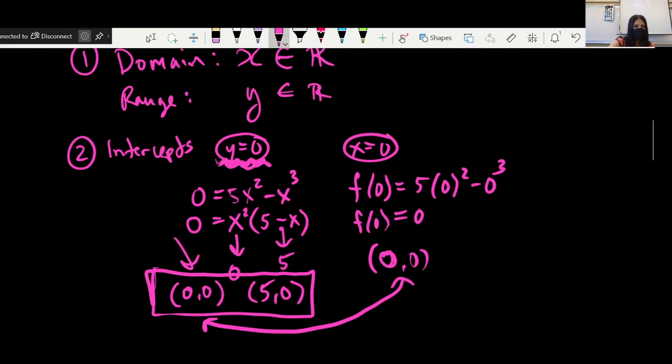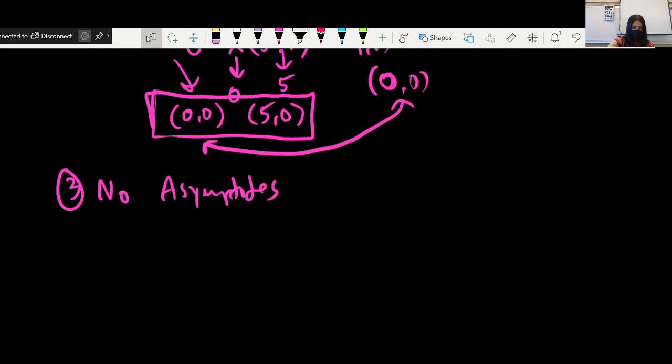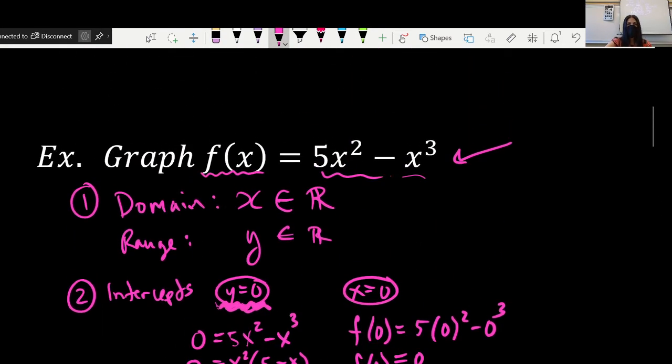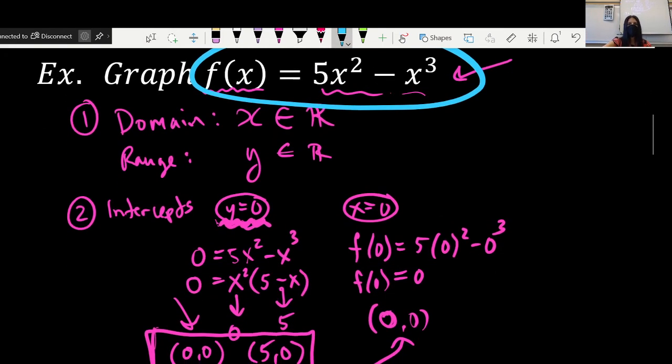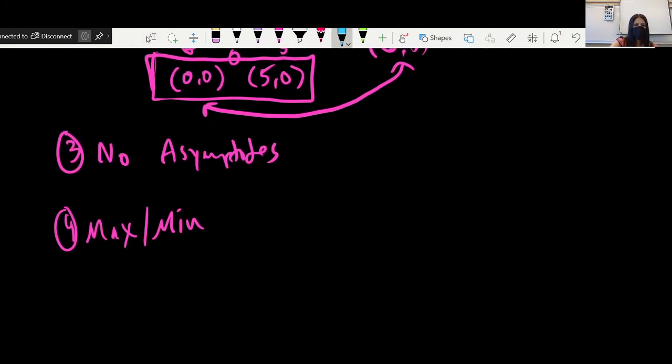So for number 3, there would be no asymptotes. And then we have max or min for our next one. So if we are doing max and min, well, our original function from up here is 5x squared minus x cubed. What do we do as the first step to find the max or the min? Yeah, we take the derivative of this thing. So it would be f prime of x.